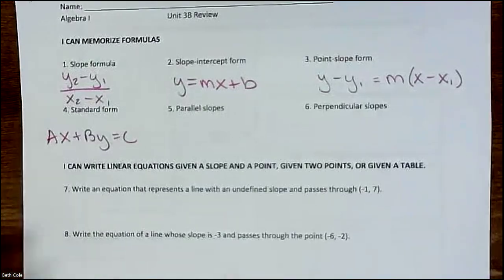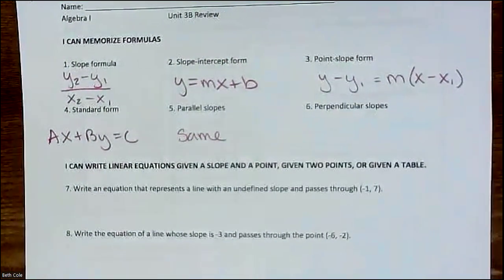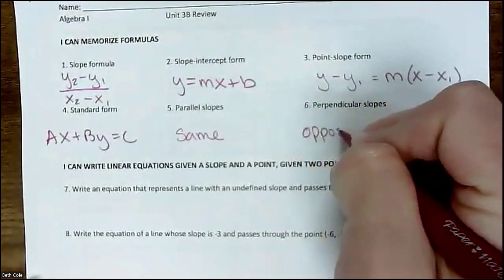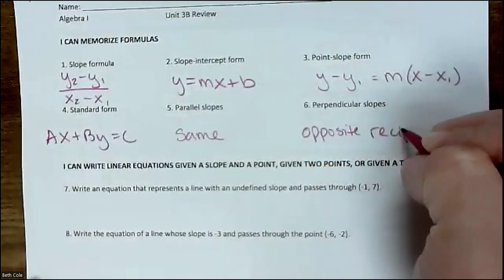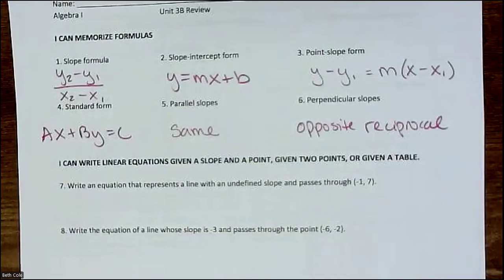Parallel slopes are the same. So whatever slope one of them is, the other one's the same thing. That's because they run along next to each other. They both go up 2 over 3 or whatever it is. Then these are opposite reciprocal. So you change the sign. I like to say opposite, not negative, because if it's negative, you would make it positive. It's the opposite, and then you flip it over.